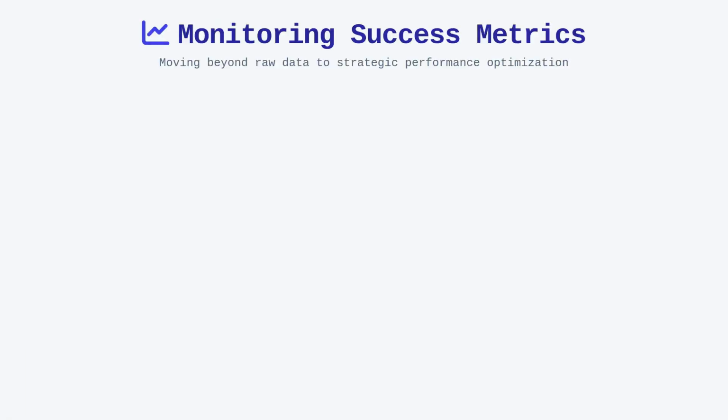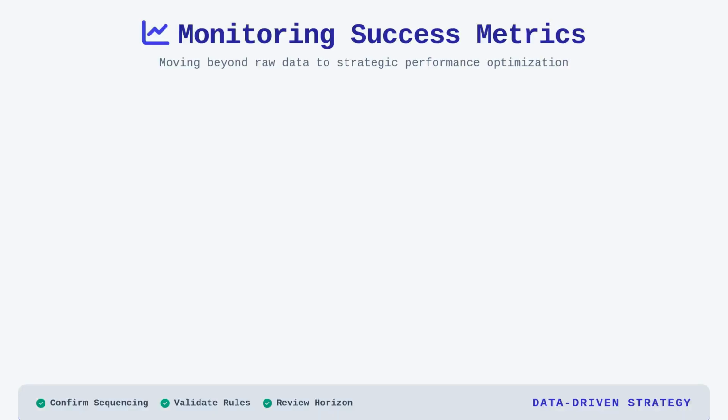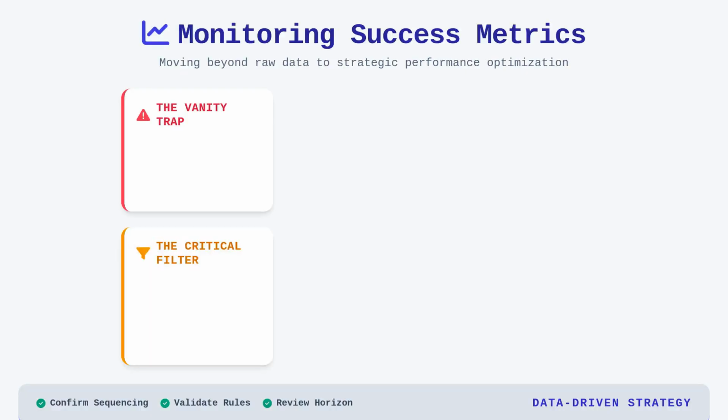Monitoring success metrics requires a disciplined look at the performance dashboard to confirm that your sequencing and rules are yielding the expected behavior over a reasonable time horizon. You should monitor the relationship between the calls placed and the actual connects made, while specifically filtering for those records considered valid contacts.